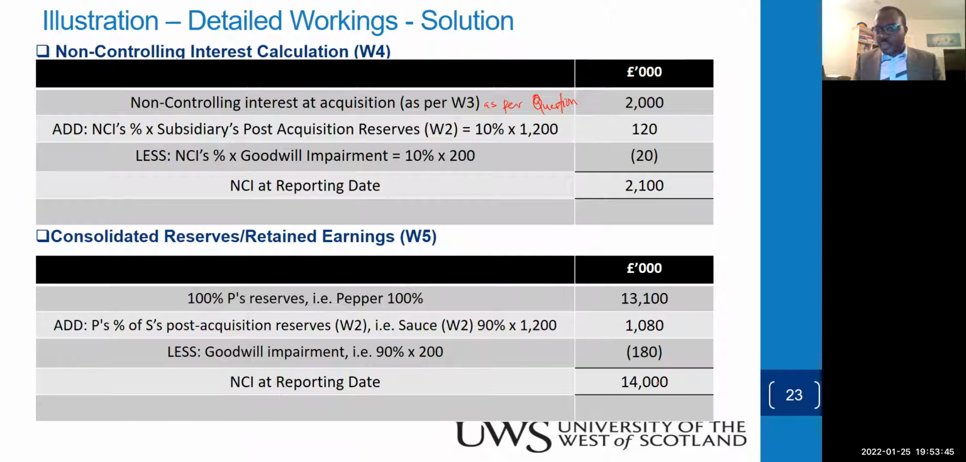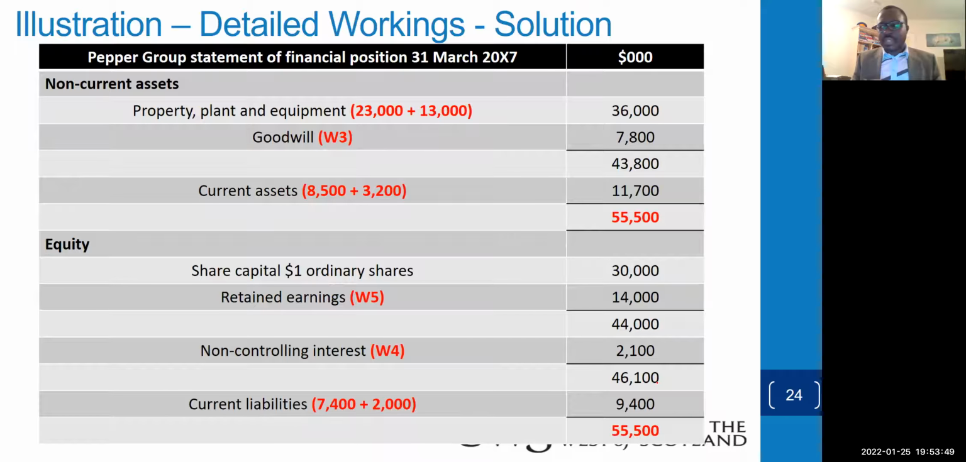We are basically done. Then we go into our statement of financial position and do our consolidations. We add the assets, straightforward: PPE. Goodwill is what we worked out, a new item we introduce, 7,800. Current assets, we just sum them up on the line. Nothing to do for now. We sum them up and get 55,000.